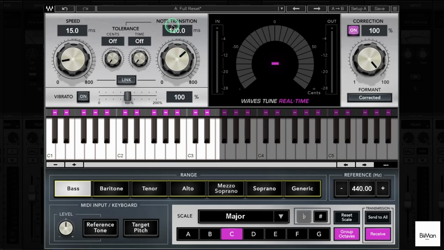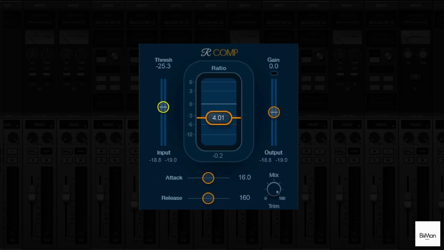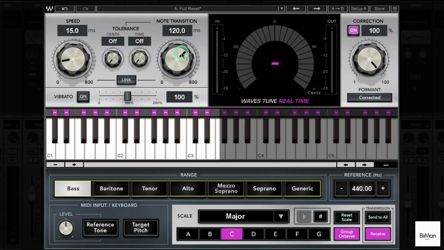On default, the note transition is always at 120 milliseconds. At this level, it's definitely already engaging with the vocal. But what we are going to do is turn the note transition to its lowest until it starts engaging with the vocal completely, and then we back it off gradually. The same way you would increase the threshold in a compressor to a level where it's completely crushing the vocal, and then you back it off gradually to its sweet spot. Let's do that, guys.